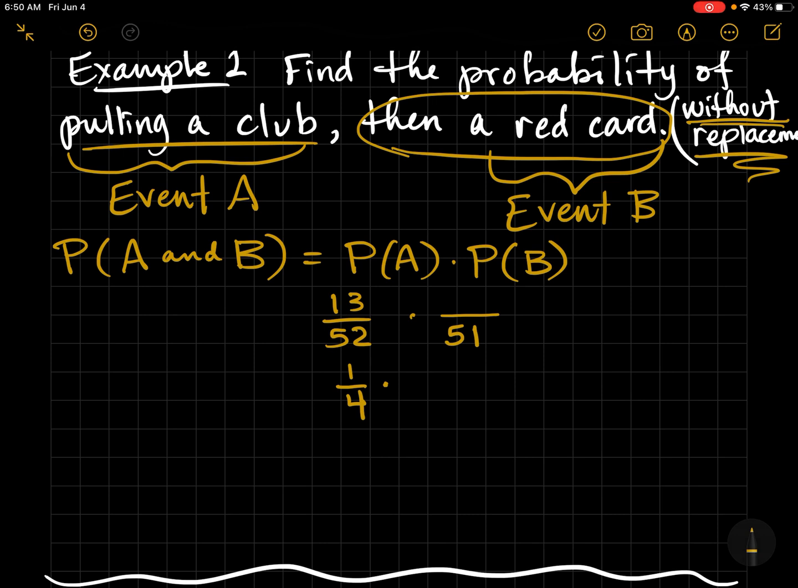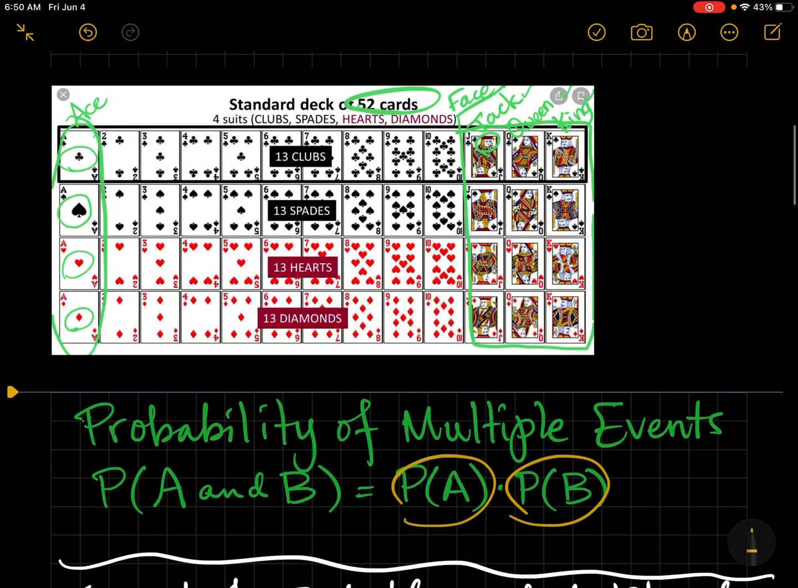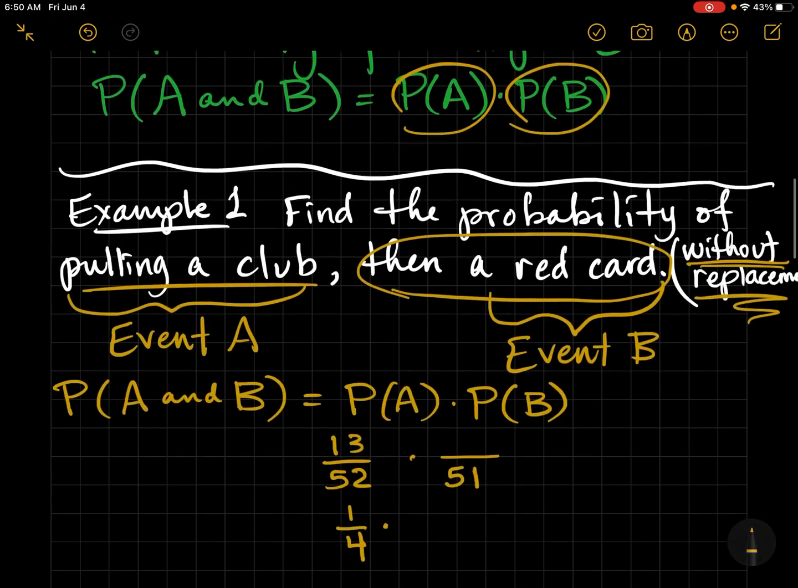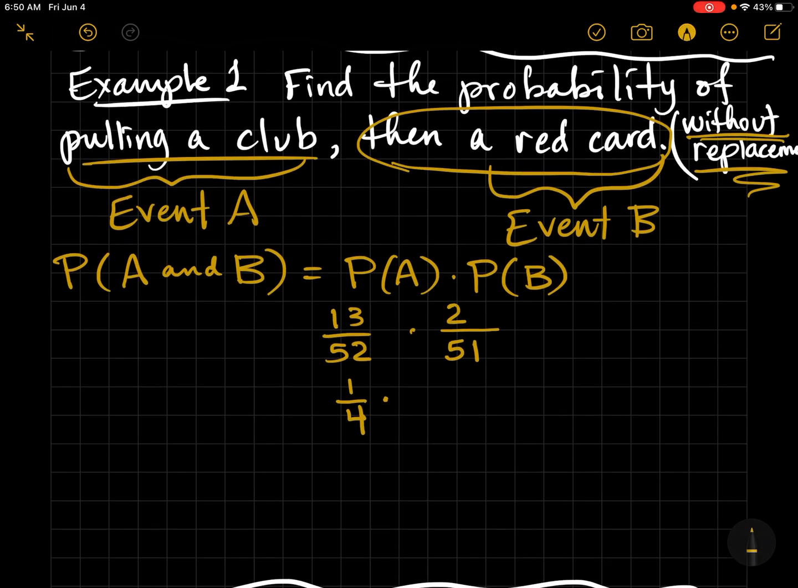Now, did us pulling a club out of the deck affect the number of red cards? Not at all. So there are still 13 diamonds and 13 hearts. So notice here, we say that the clubs and spades are black cards and the hearts and diamonds are red cards. So there are 26 red cards left in the deck, even after our first draw. Now again, notice that I took that down because I took one club out. So that's why we only have 51 cards left.